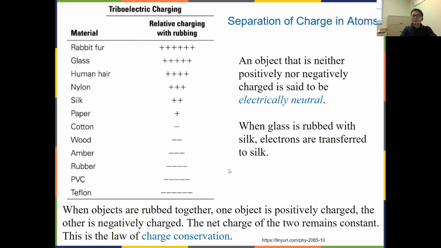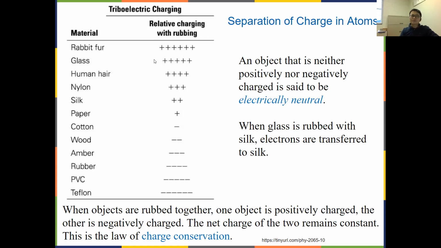All right. So again, as I mentioned, it depends on the tendency of the materials, which ones are easier to lose electrons and which ones are easier to gain electrons. So rabbit fur has a tendency to be positively charged. Glass, positive charge. So the number of plus signs means the strength of their tendency to lose electrons. Okay, so on the other end, these materials have a tendency to gain electrons, so they are negatively charged after rubbing against another material from the top there.